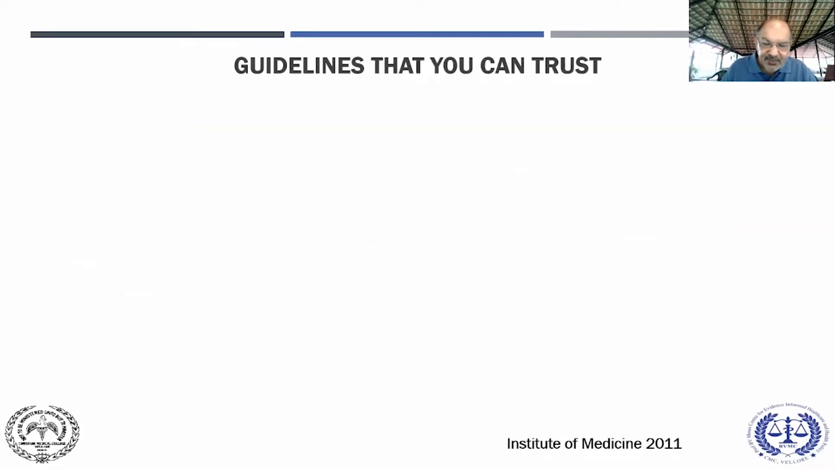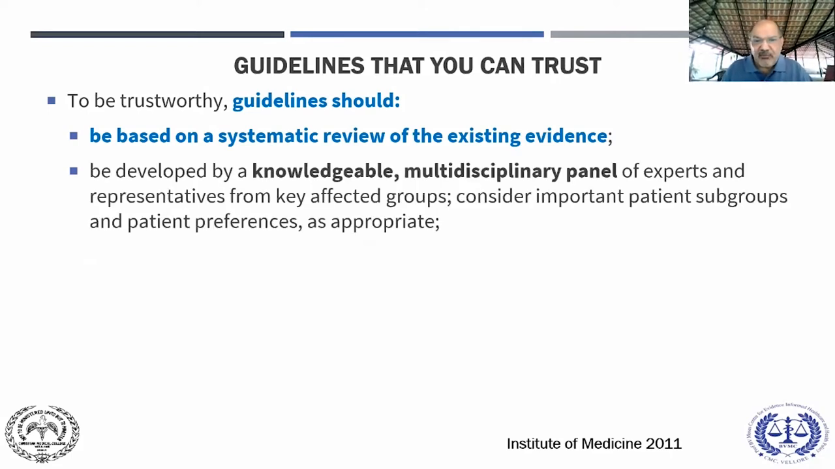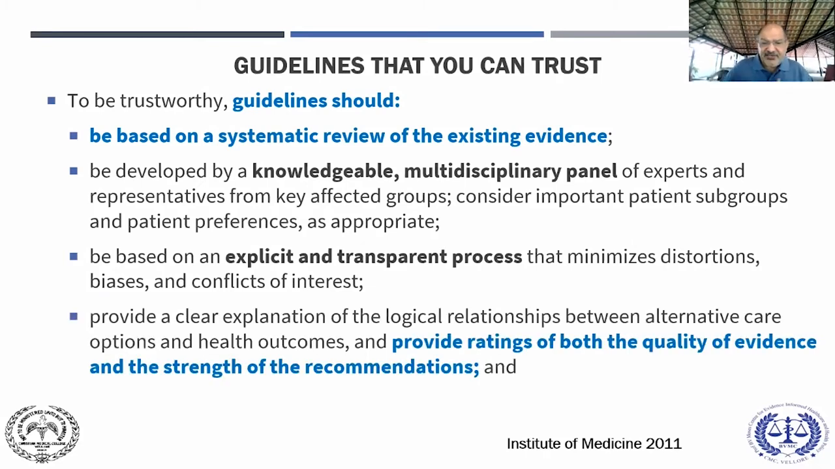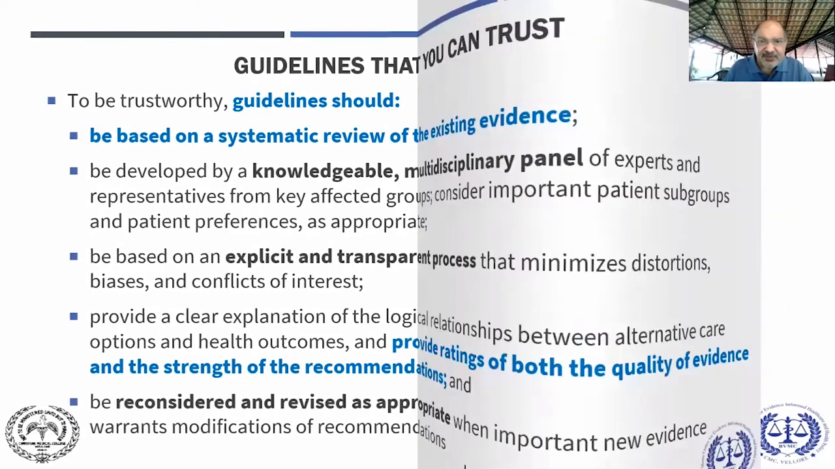The Institute of Medicine said that to be trustworthy, a guideline should be based on a systematic review of the existing evidence. It should have a knowledgeable, multidisciplinary panel of experts and representatives who actually consider all the patient-important outcomes and preferences, and have an explicit and transparent process to minimize bias and conflicts of interest, and eventually provide you with guidelines which rate both the certainty or the confidence they have in those estimates of effects and how strongly they recommend or don't recommend, the recommendation, and which should be revised as appropriate when evidence emerges.